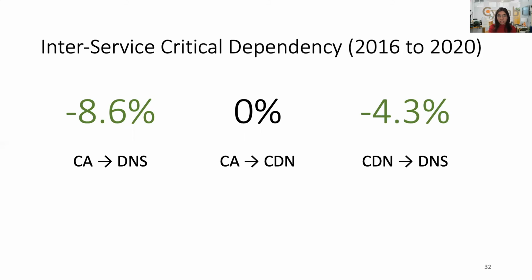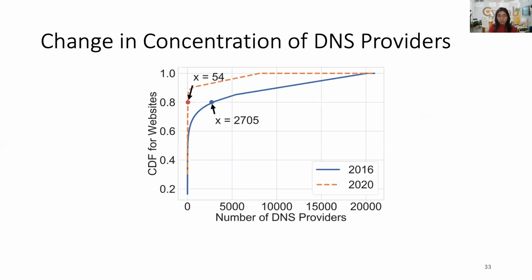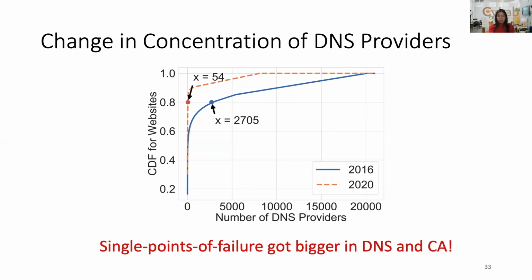Now let us look at the change in concentration of service providers. According to this figure, in 2016, 2,700 DNS providers served 80% of the websites, while in 2020, only 54 providers serve 80% of the websites. This means that we are in general moving towards more concentration. This is not an encouraging result because it means that single points of failure actually got bigger. And we see similar trends in CA providers while concentration decreased in CDNs.